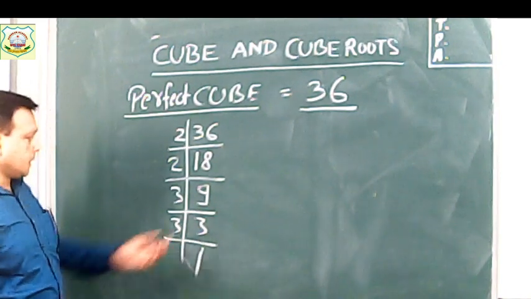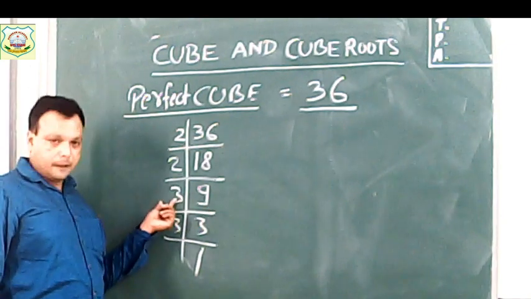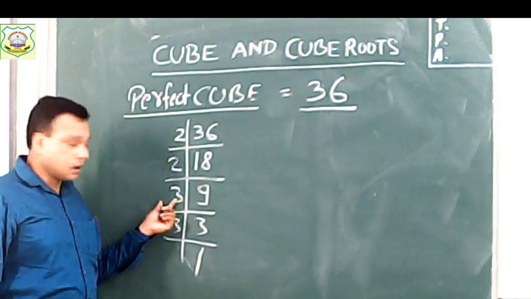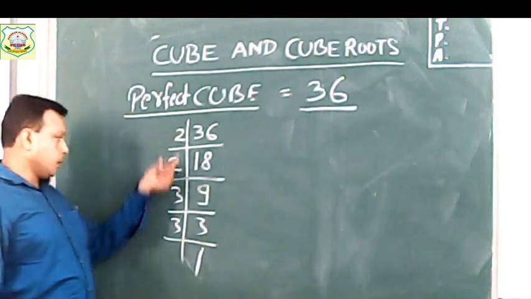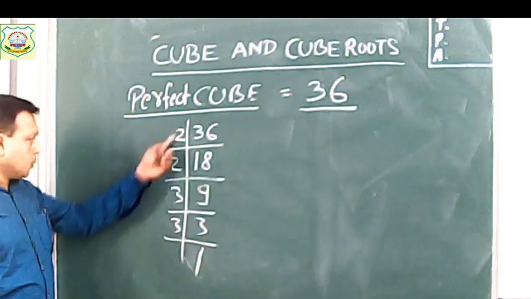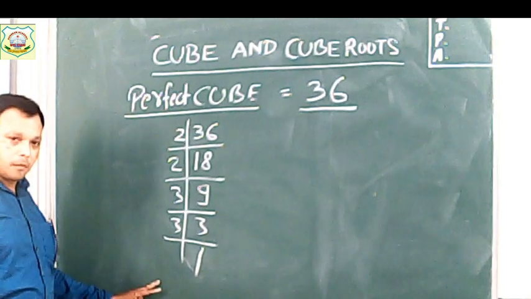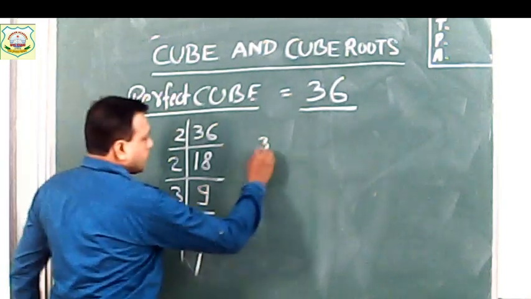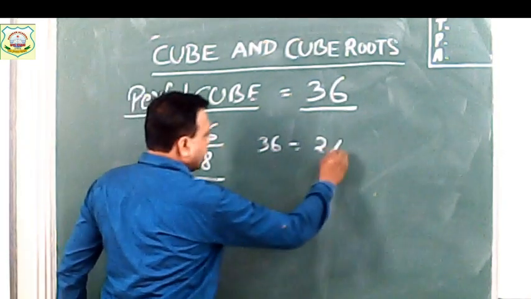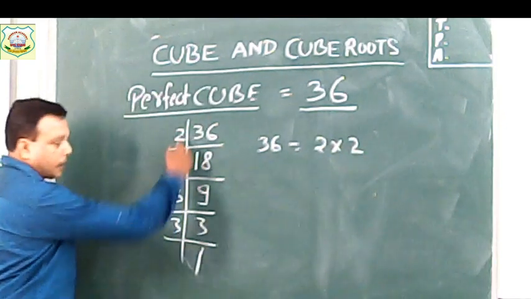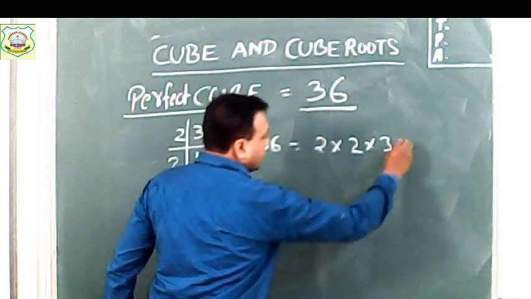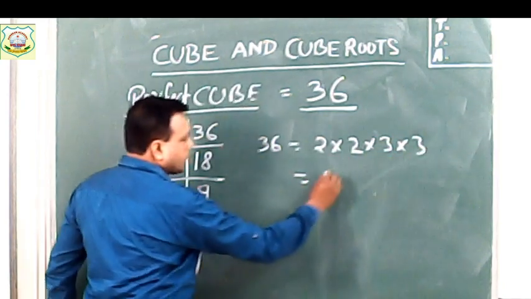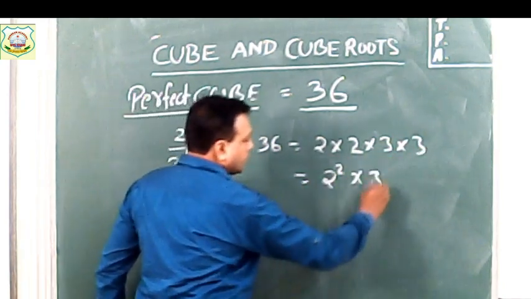Students, you can ask here, why have we not taken 9? Because 9 is not a prime number. Here whatever number we take, it must be a prime number. 2 is a prime number, 3 is also a prime number. 36 equals 2 multiply 2 multiply 3 multiply 3, that is 2 square multiply 3 square.